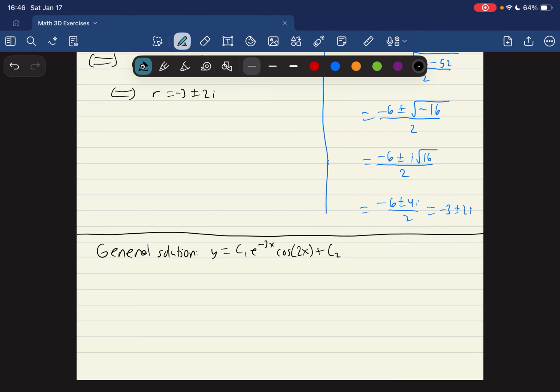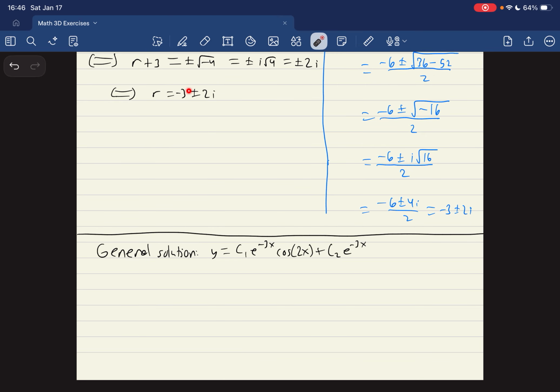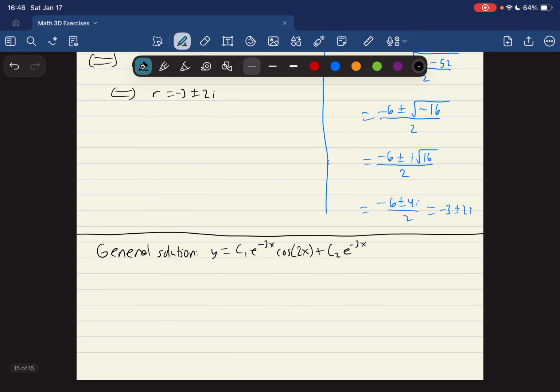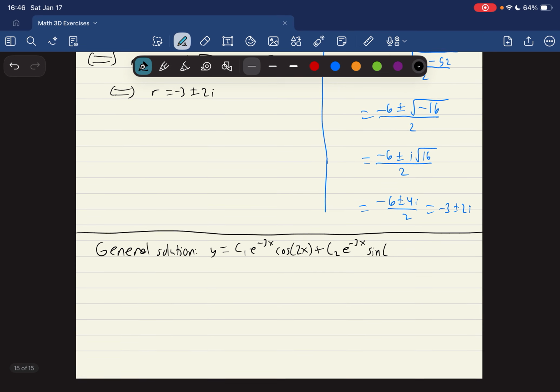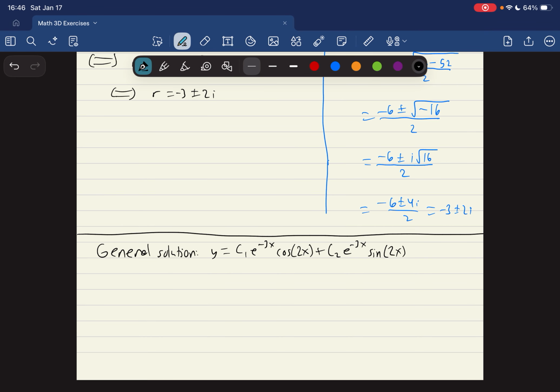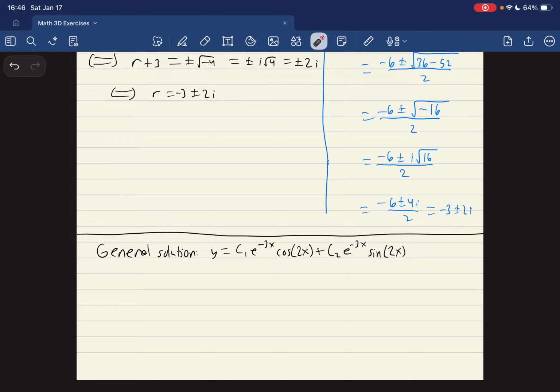And then we're going to do a similar thing, C2, and we're raising e again to the same part, so the same real part, negative 3x. But now we're doing sine of the same number, 2, occurring in front of the i. This is 2x here. And this right here gives us our desired formula. This gives us our final general solution.